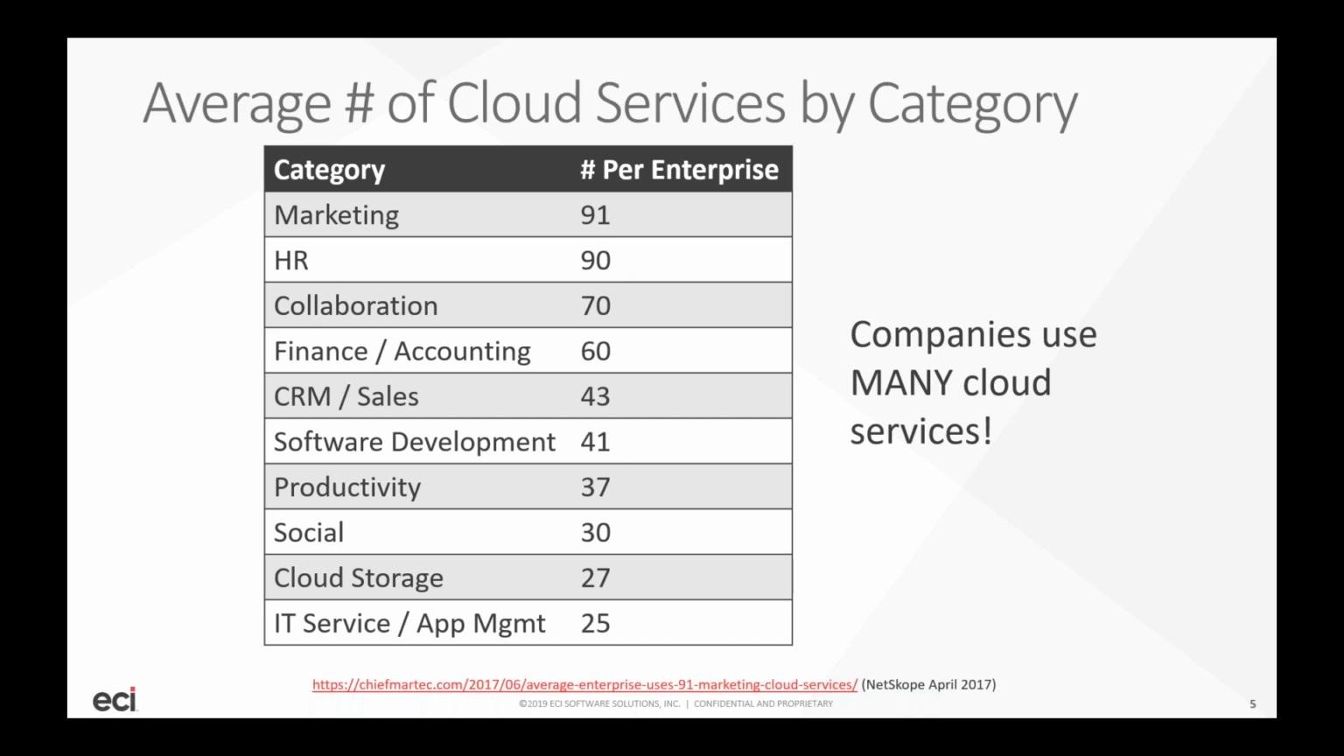The average company uses 91 marketing cloud apps, 90 HR apps, 70 collaboration, and so on down the line. And what's important to note is these cloud apps typically have REST APIs, and it's very helpful to try to do alerts and automation for these cloud apps that they're using. And this doesn't even count what they're using on-premise as well.